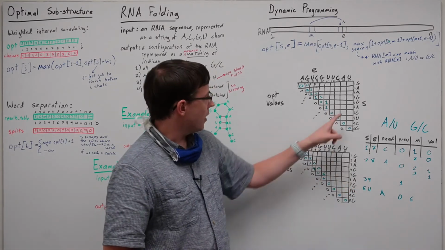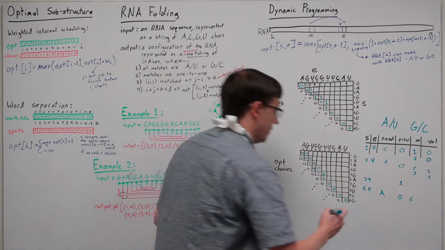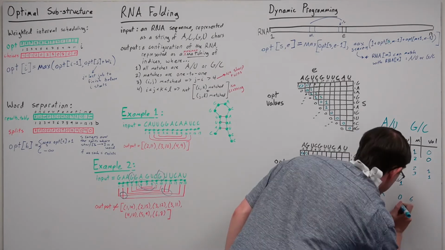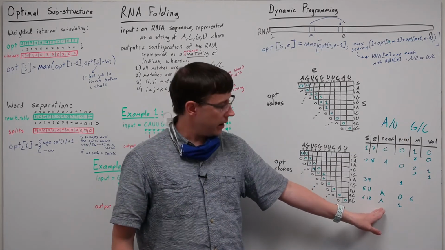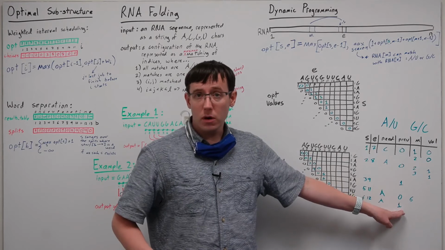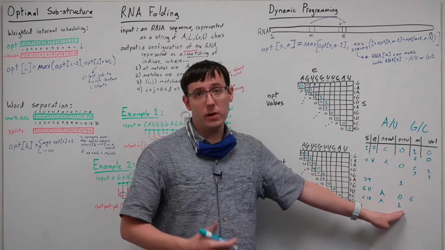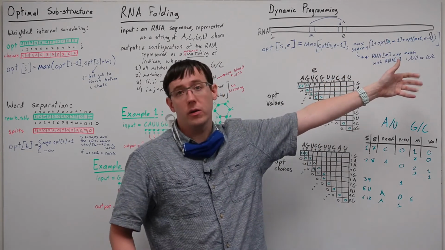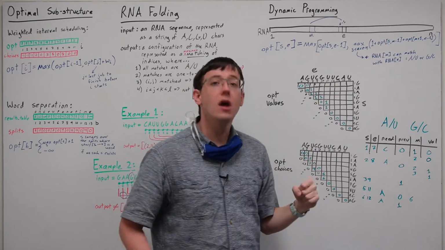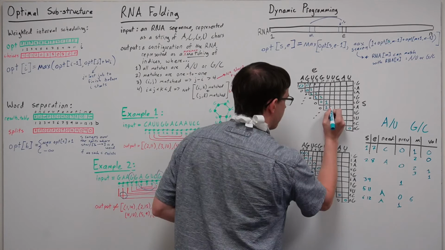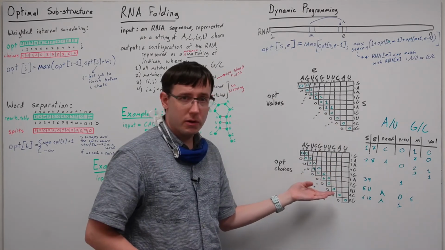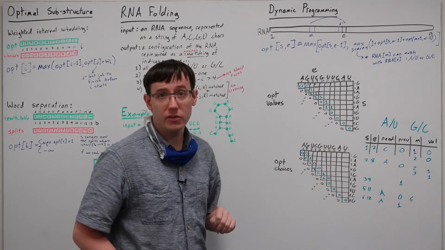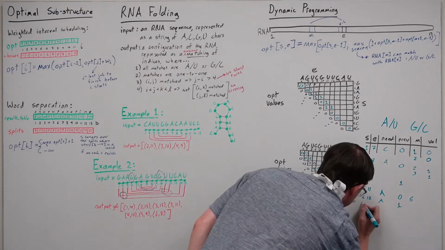For our next subproblem from 6 to 12, we again need an A, but for the same reason as before, the previous is already 1, and we're not going to do better than 1 with our current subproblem size, so we can just fill that in with a choice of 0, saying go back to the previous subproblem to find the pairing.